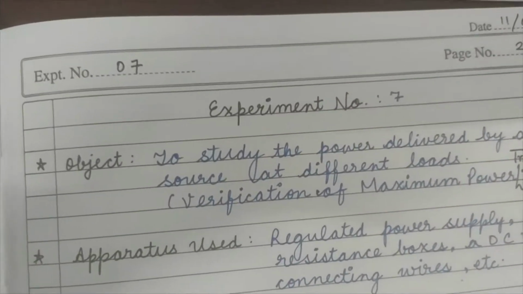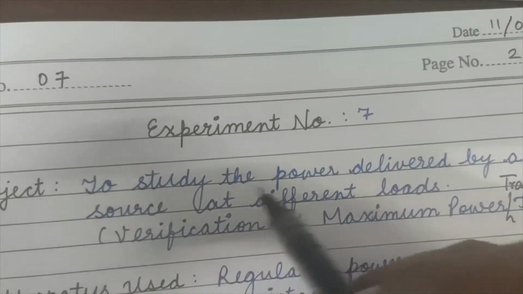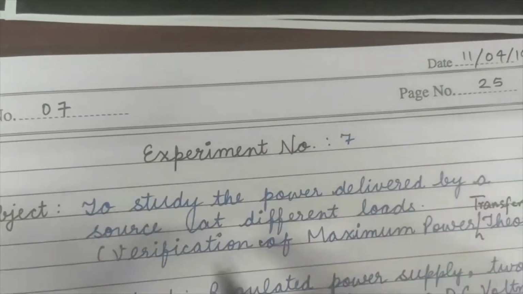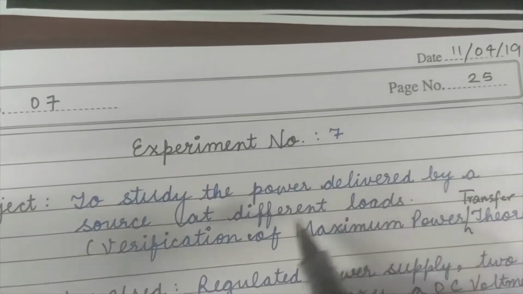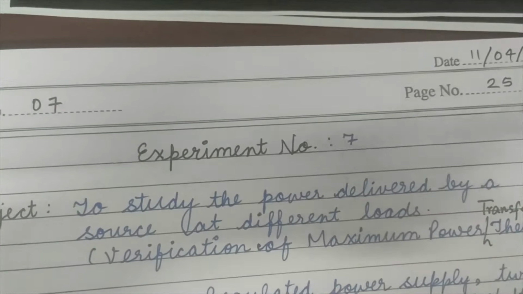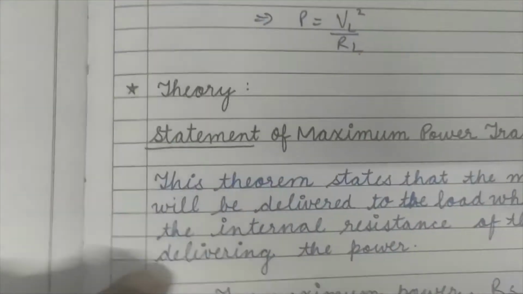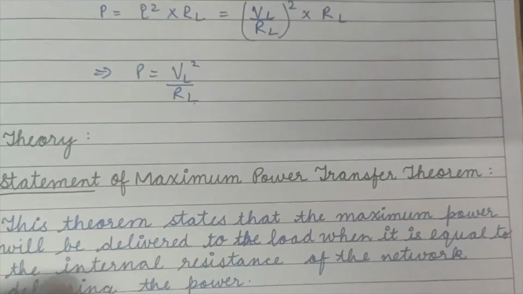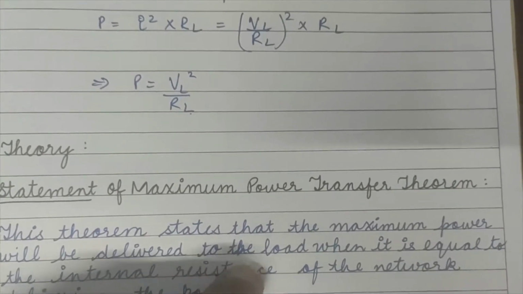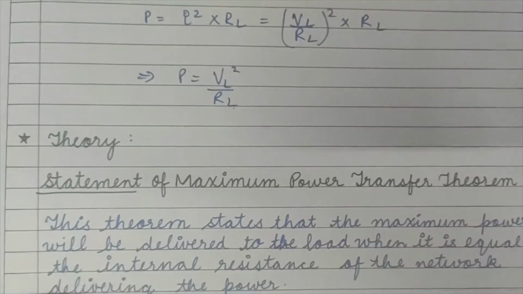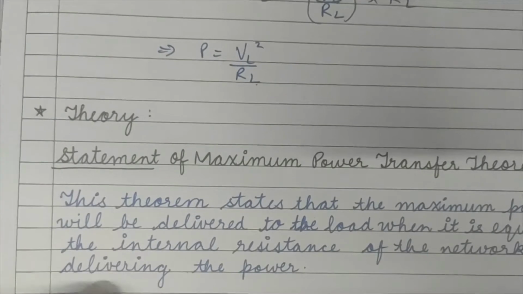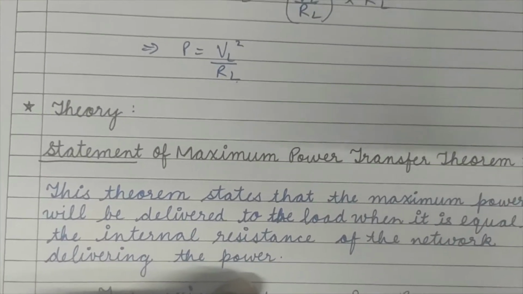So in this experiment we will study the power delivered by a source at different loads. Simply, we have to verify the maximum power transfer theorem. We know that this theorem states that the maximum power will be delivered to the load when it is equal to the internal resistance of the network delivering the power.